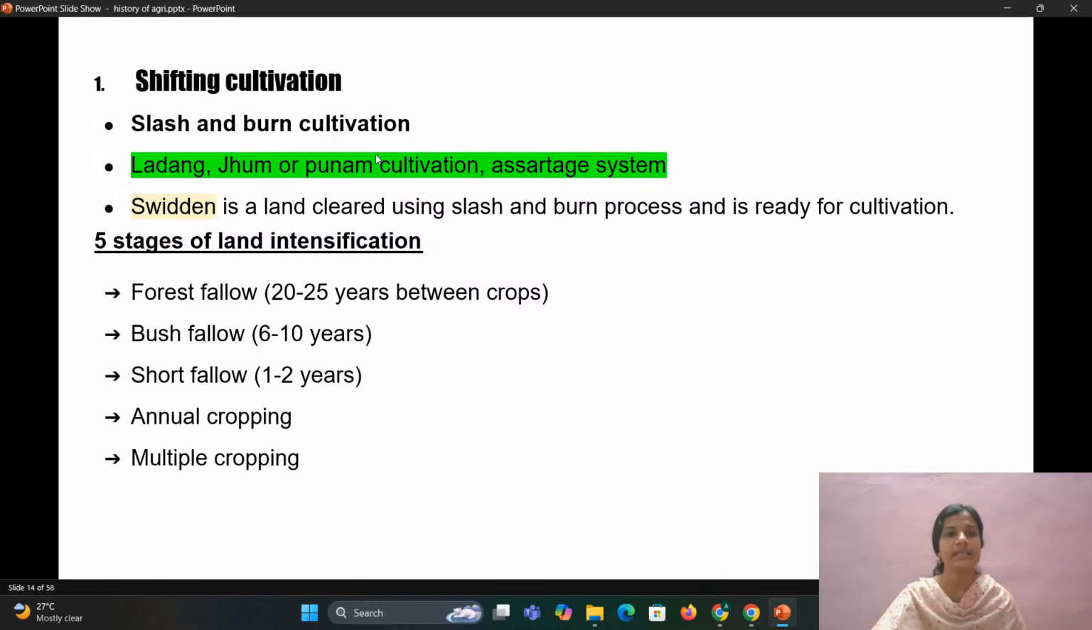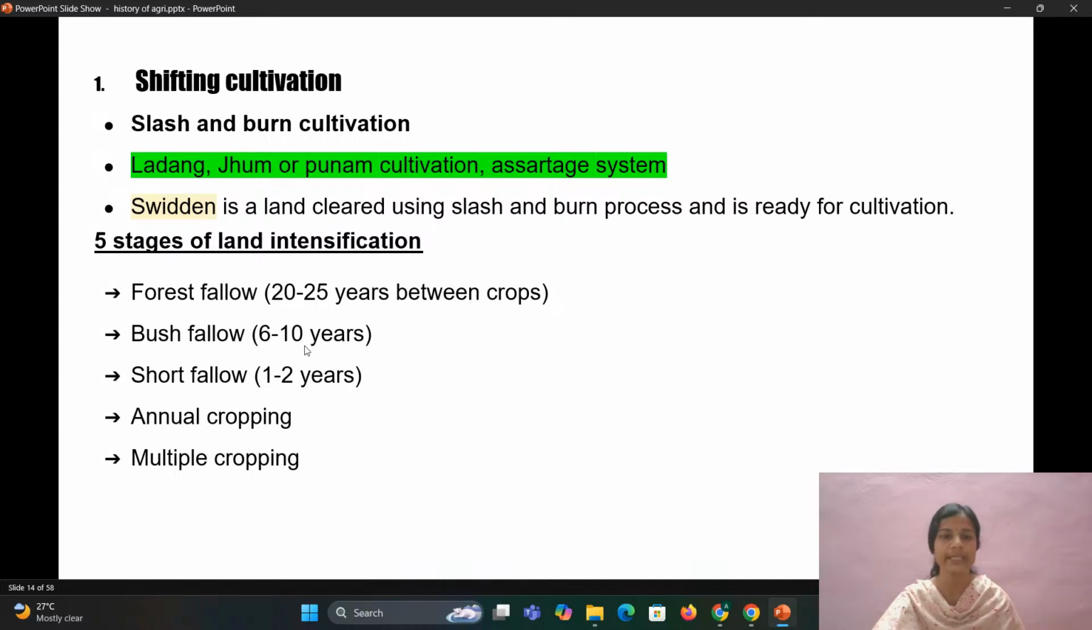Okay, and there are 5 stages of land intensification under shifting cultivation. We cannot say that it is under shifting cultivation. That is, from the primitive form of agriculture, there were 5 stages of land intensification. First one is forest fallow. That is, a fallow period of around 20 to 25 years will be given between crops. In order to regain the natural fertility of the soil, the land will be kept fallow for about 20 to 25 years, and at that time a small forest might develop in that particular area. So that is forest fallow.